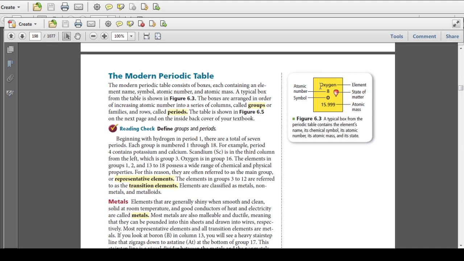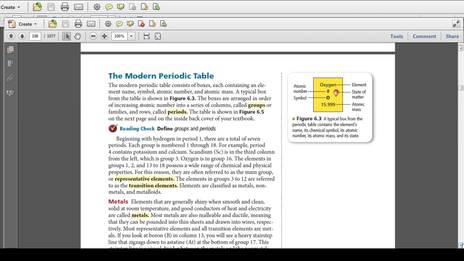If we look at figure 6.3, a typical box from the periodic table will give you the element's name. It'll also give you the symbol, the atomic number, as well as the mass. Beginning with hydrogen in period 1, there are a total of 7 periods. Each group is numbered 1 through 18. For example, period 4 contains potassium and calcium. Scandium is in the third column from the left, which is group 3. Oxygen is in group 16.